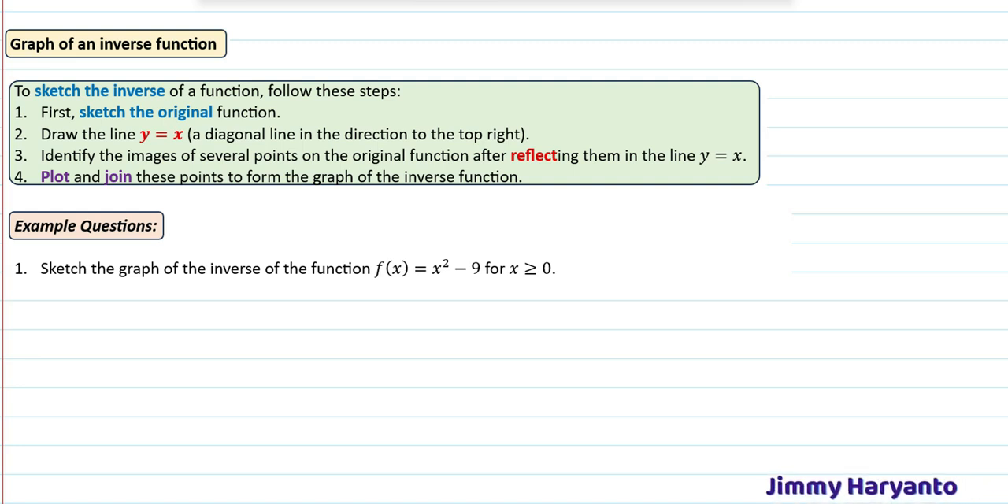A diagonal line in the direction to the top right, and the diagonal is exactly symmetrical, that means 45 degrees. Identify the image of several points on the original function after you reflect them to the line y equals x, and then plot and join these points to form a graph of the inverse function.